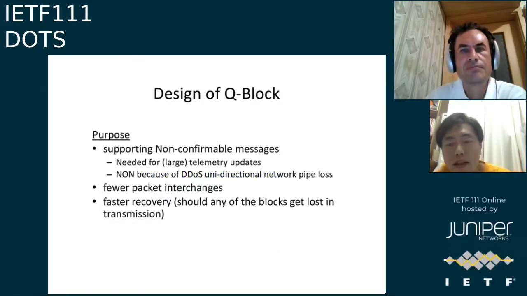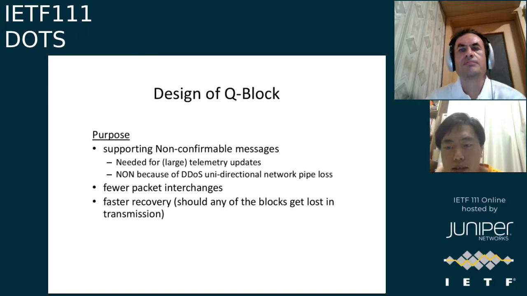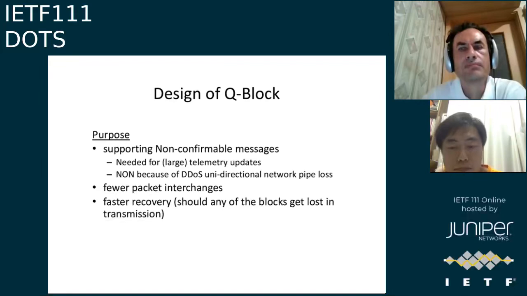Then again, as John said, here are the advantages and designs of Q-Block. First, it supports non-confirmable messages to tackle DDoS unidirectional network pipe loss. Second, it generates fewer packet interchanges compared with the existing Block options. Lastly, it provides faster recovery, even with packet loss in the transmission. Okay, next slide, please.